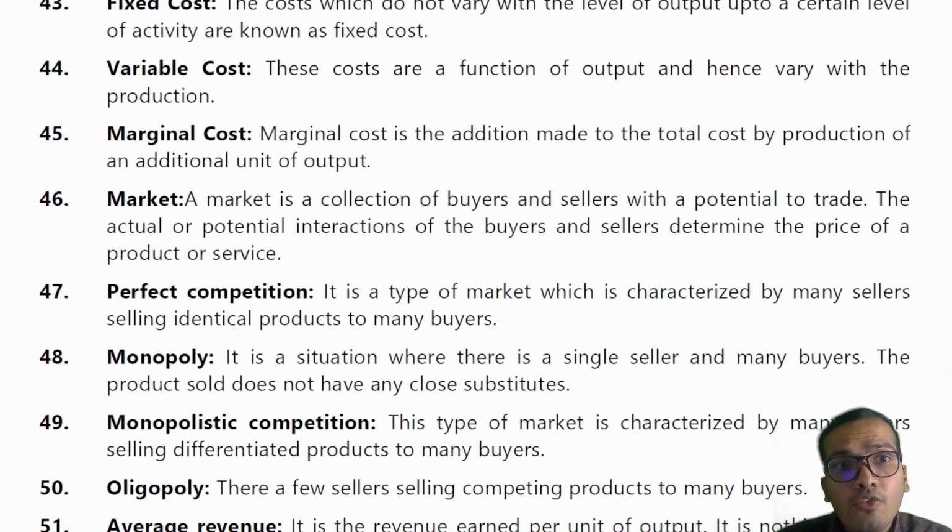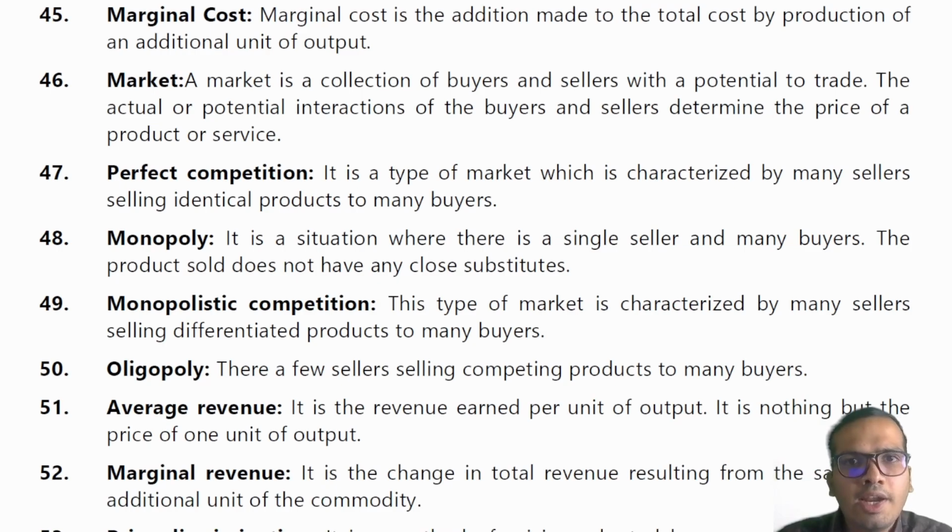Then comes fixed cost. So the costs which do not vary with the level of output up to a certain level of activity are known as fixed cost. Then variable cost. So these costs are a function of output and hence vary with the production. So different production levels may have different variable costs. Then comes marginal cost. So marginal cost is the addition made to the total cost by the production of an additional unit of output.